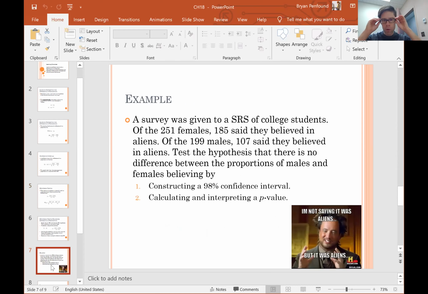So this is the example we were working on. And is this the alien example? I feel like I saw an Ancient Aliens guide at the bottom right corner. I feel like this is the aliens example.